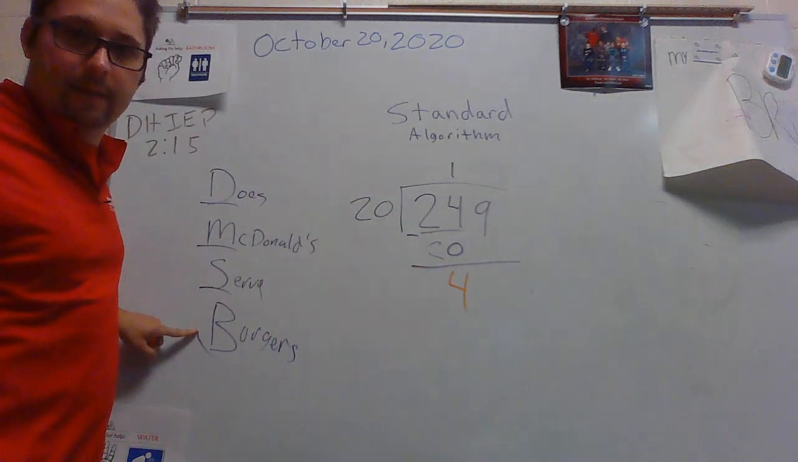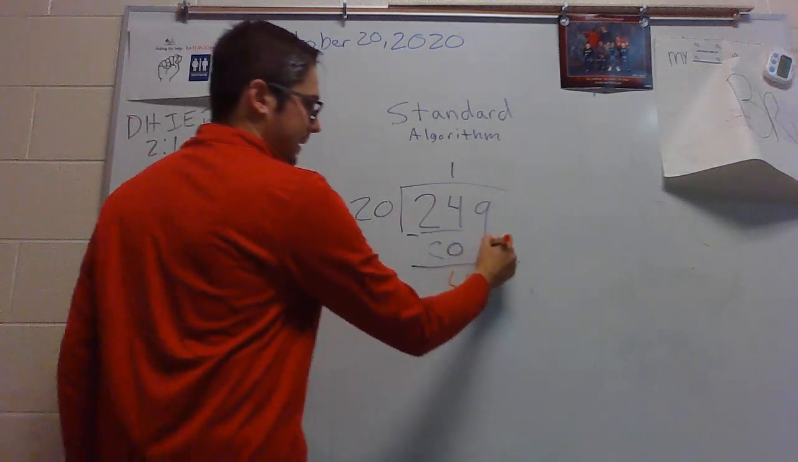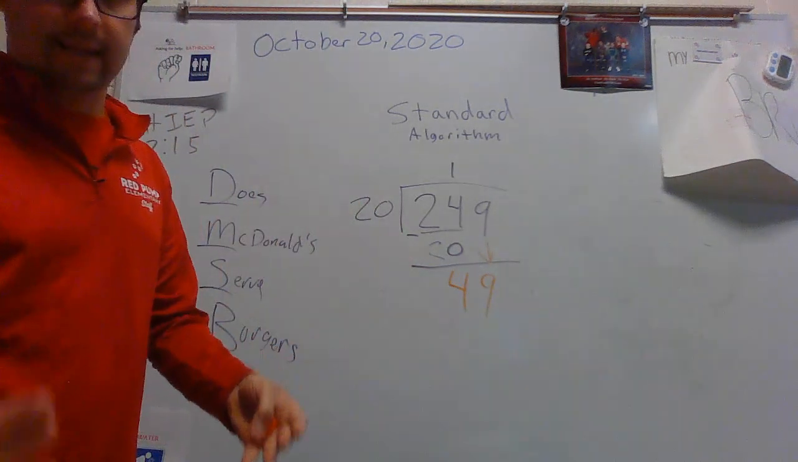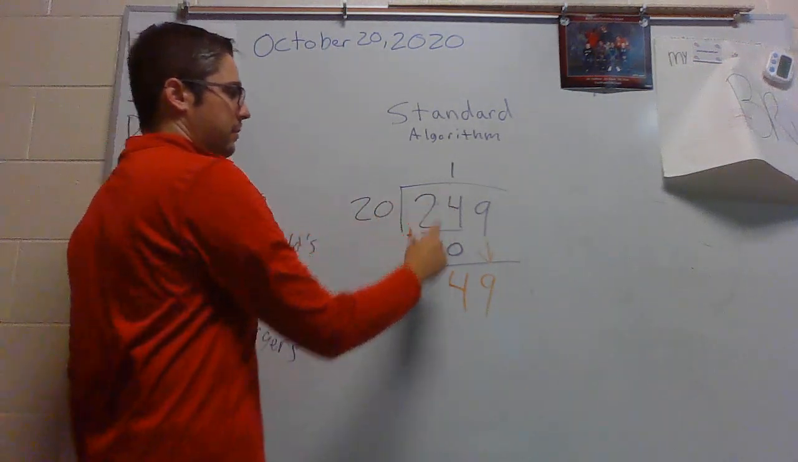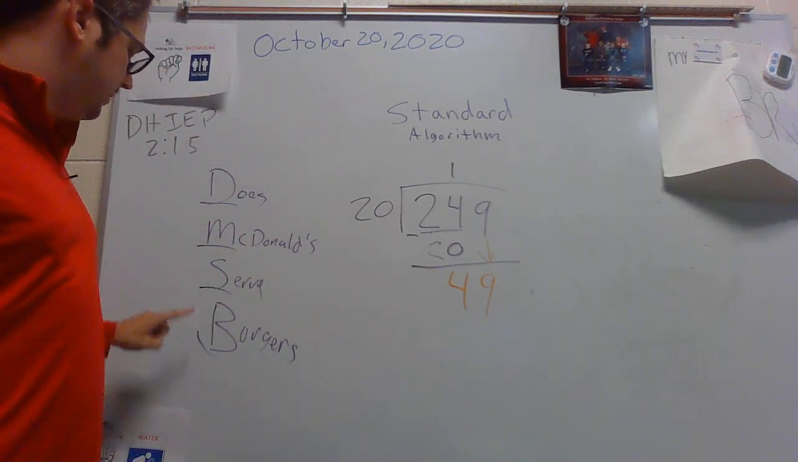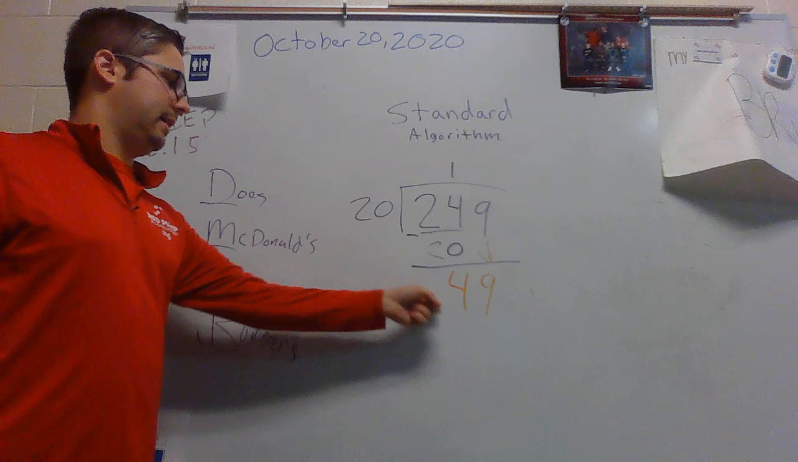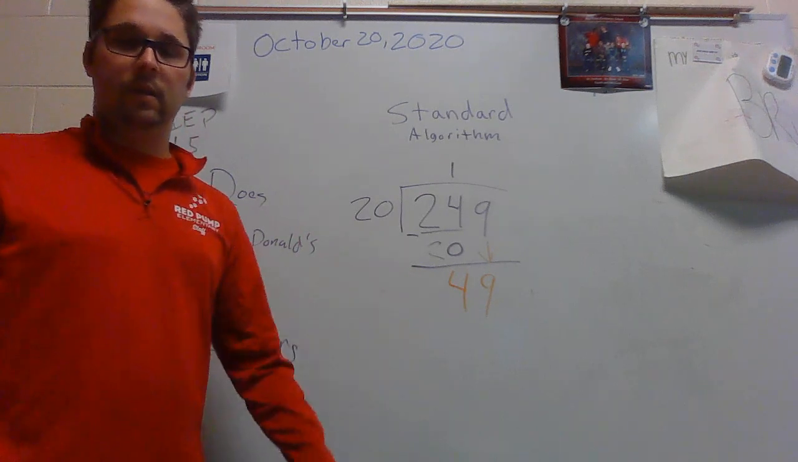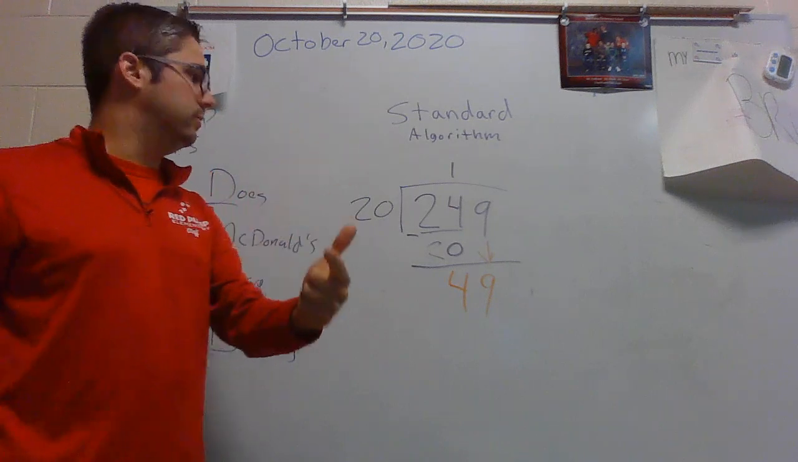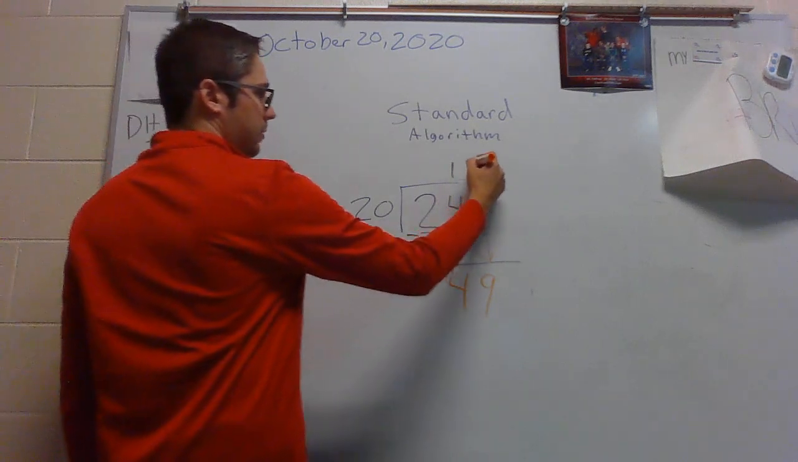Next step is B, bring it down. Bring the 9 down. Now we have 49, which is our new dividend, because we've already chipped away a little bit there. So now we have to go back to the does McDonald's serve burgers, back to my D. How many times does 20 go into 49? 20, 40, 60, 2 times. So I'm going to put my 2 up here.